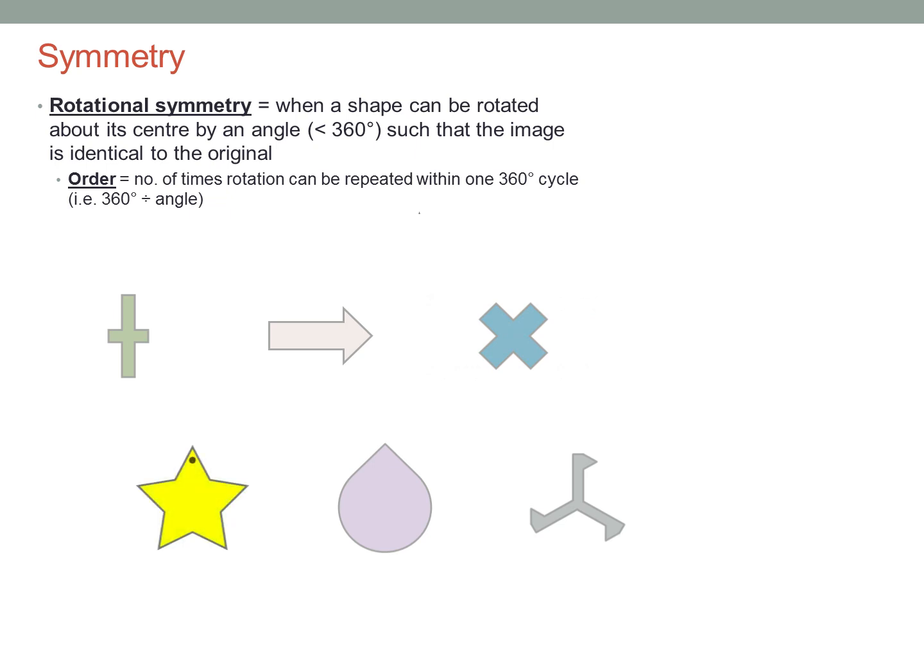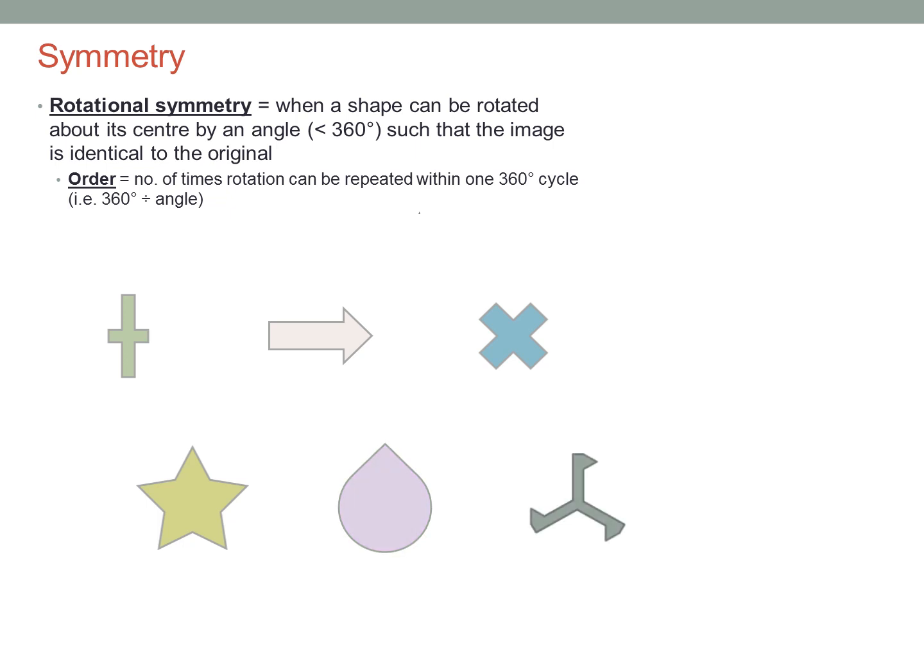What's the rotational symmetry of the star? Rotate it around. It has rotational symmetry of order 5. Does this teardrop shape have rotational symmetry? No, it doesn't.